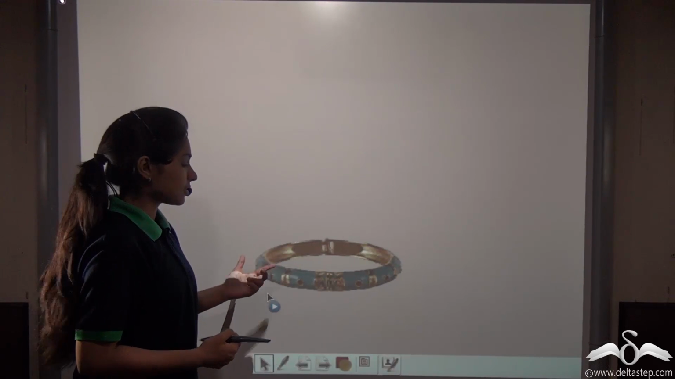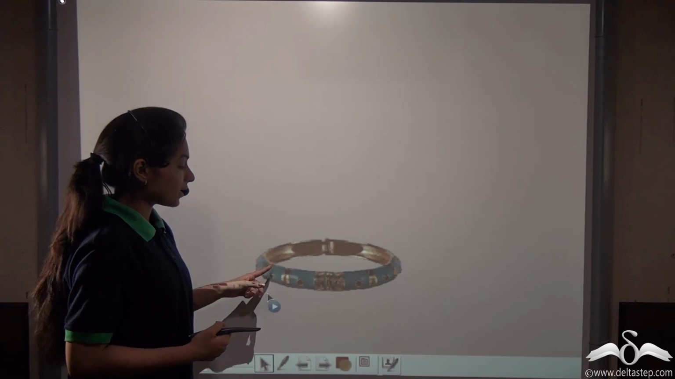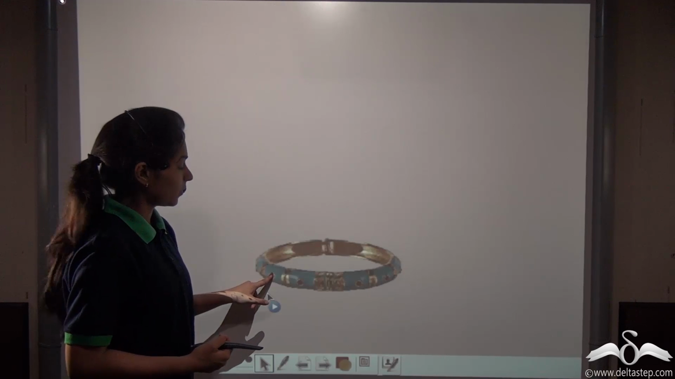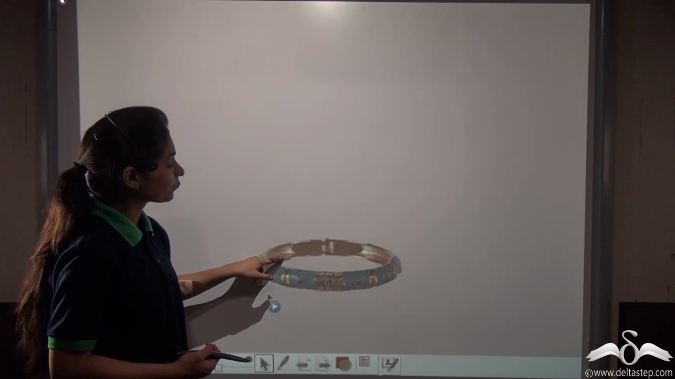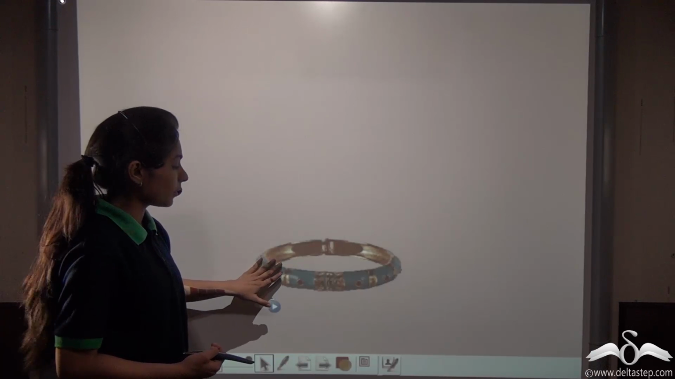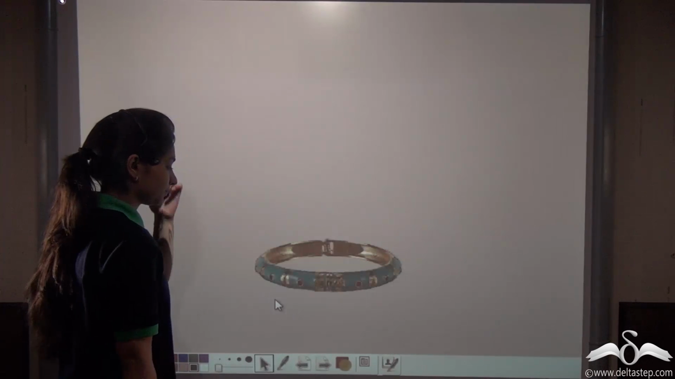You can see that this is a bangle and this bangle is of a circular shape. Now this bangle is actually hollow from inside so that we can wear it. Now let us stack up some kinds of bangles like this.